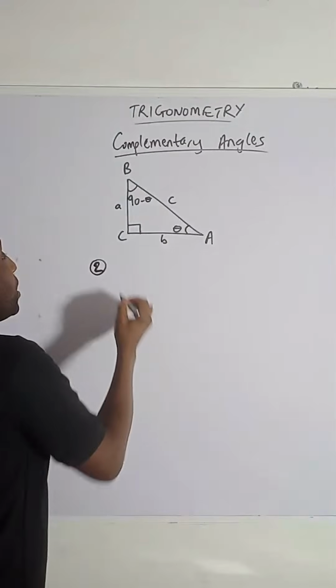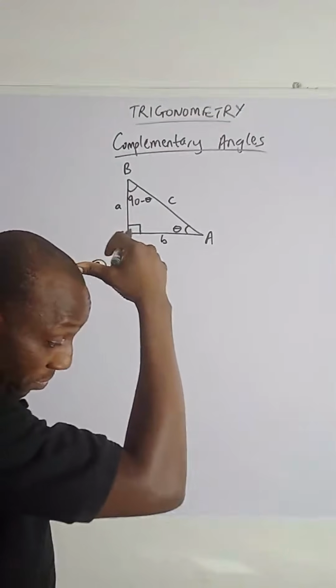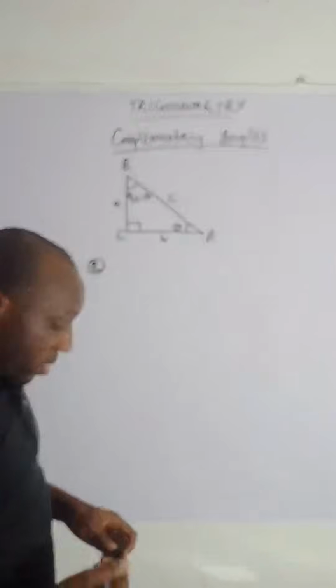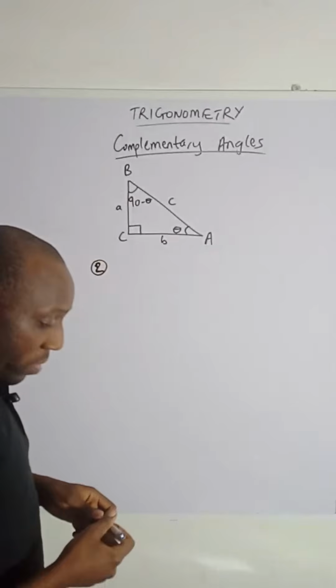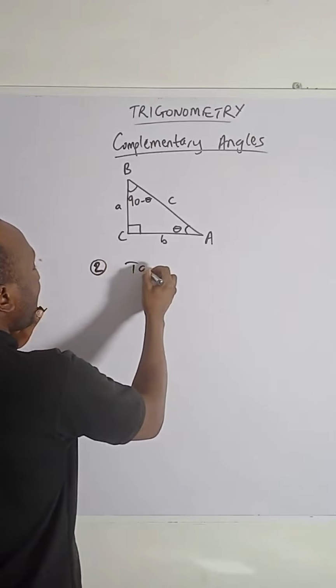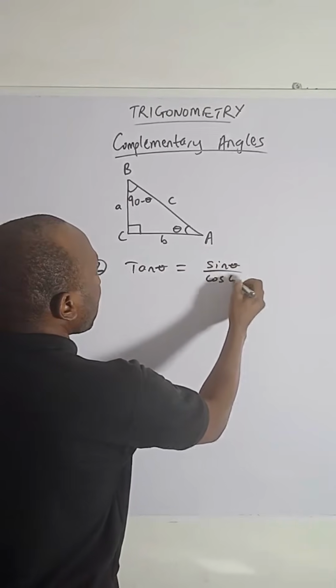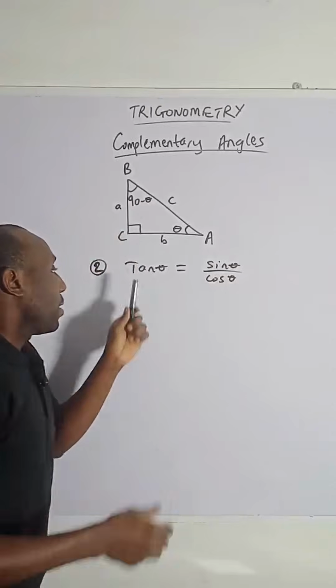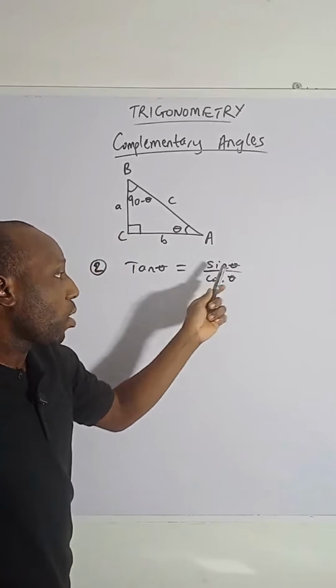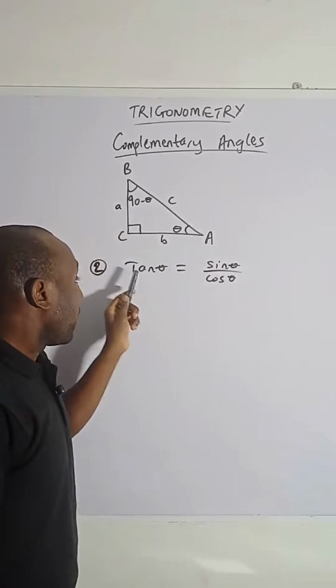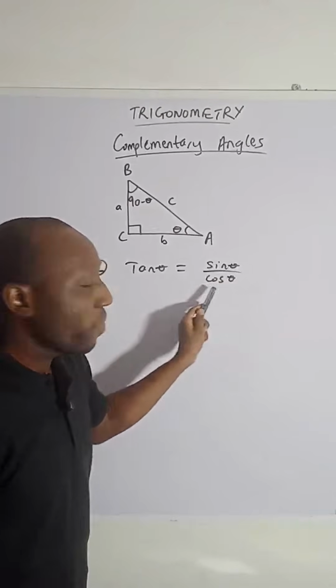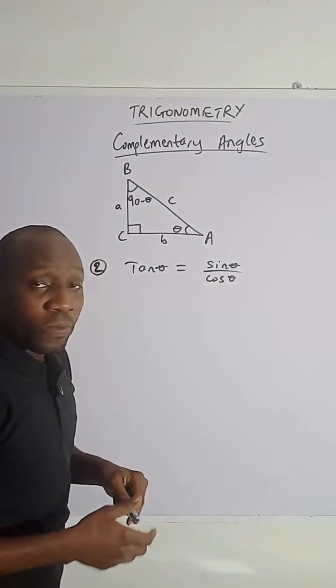Number one, we've looked at the first one now. We want to look at some identities. Okay, now let's start with this one. Tan theta is equal to sine theta over cos theta. We'll just quickly prove that this is true.